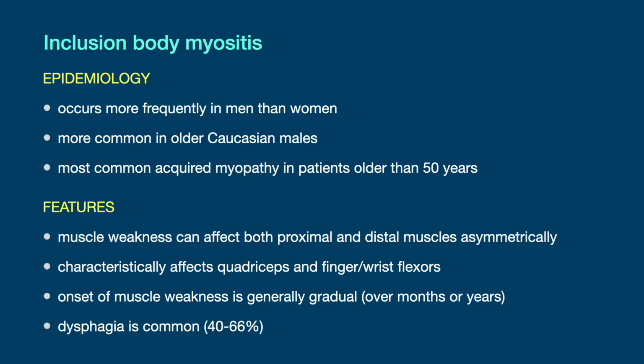In terms of features, muscle weakness can affect both proximal and distal muscles. Unlike polymyositis and dermatomyositis, asymmetry is common. Characteristically, it affects quadriceps and the finger or wrist flexors. They are usually more severely affected than extensor counterparts. The onset of muscle weakness in inclusion body myositis is generally gradual, and dysphagia is common, occurring in about 40 to 66% of patients.